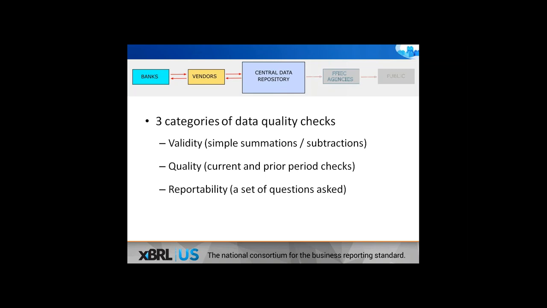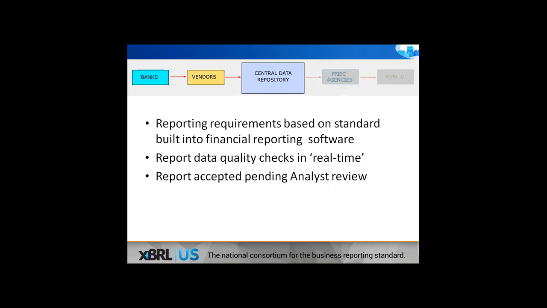And finally, reportability checks are quarterly defined checks executed through the bank software that tell the banks which financial data is required for them to report for that call quarter. Next slide, please. Bank software will have FDIC data quality checks baked into the software and the validation process. When banks fill out their call report data, checks happen immediately and provide error messages back to the bank. The bank must correct all reportability and validity errors prior to the submission to the CDR system. Banks must also apply explanations for their quality errors.